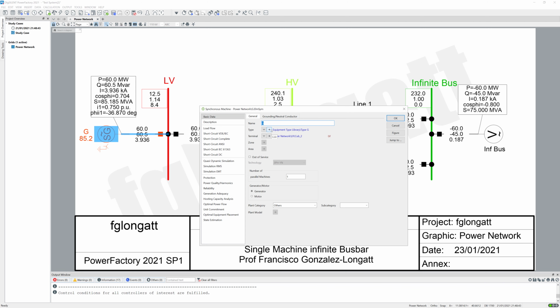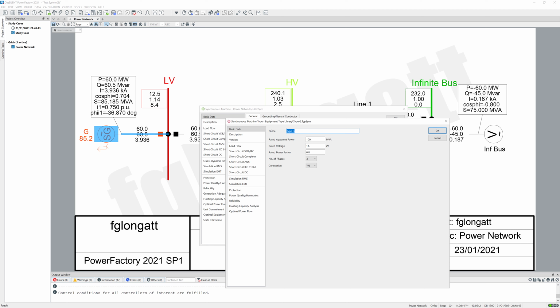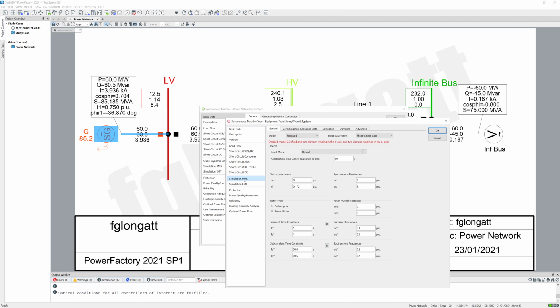Let me click here. And now in front of you, you have a window, and that window is representing the synchronous machine type. Because we are starting to do something serious, let's go here to RMS, okay? Let's go here to RMS. Right now, in front of you, you have one of the most important aspects of using the synchronous machine inside PowerFactory, okay?